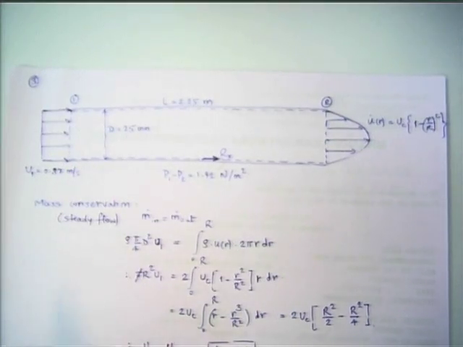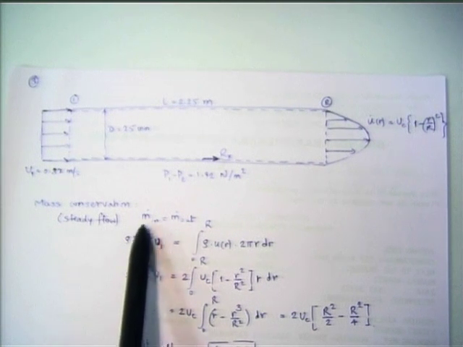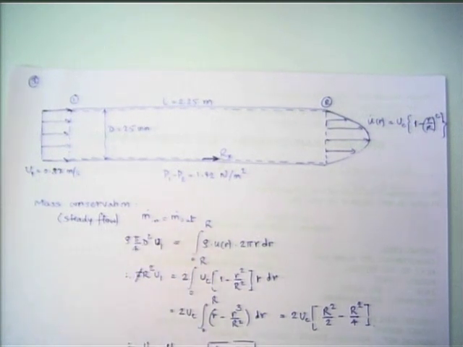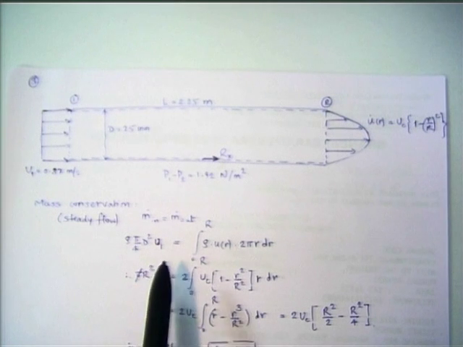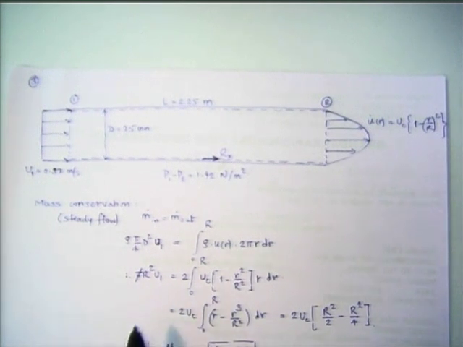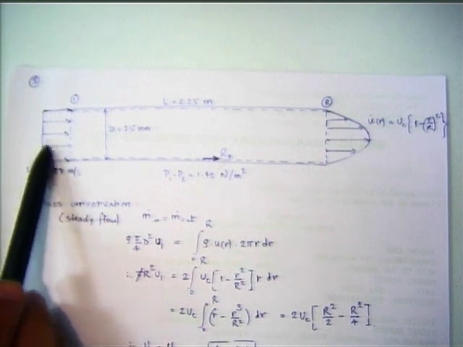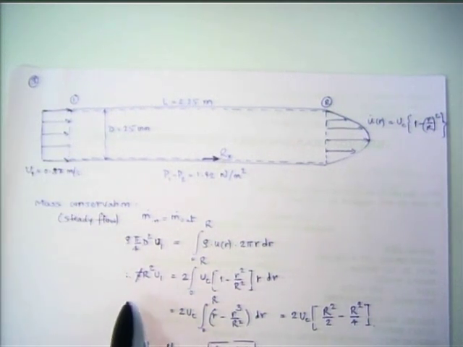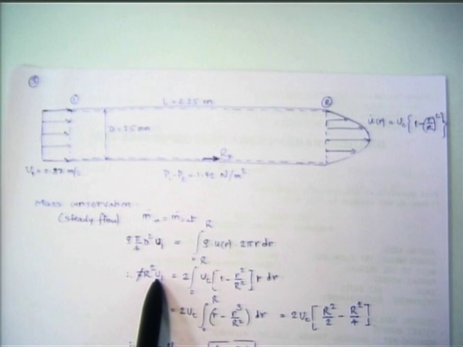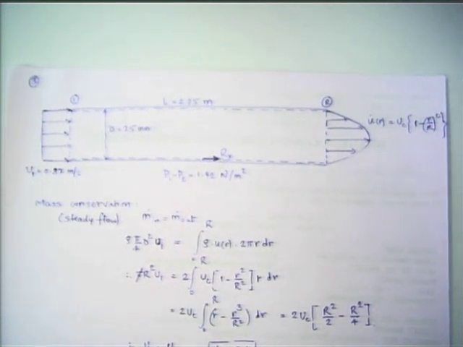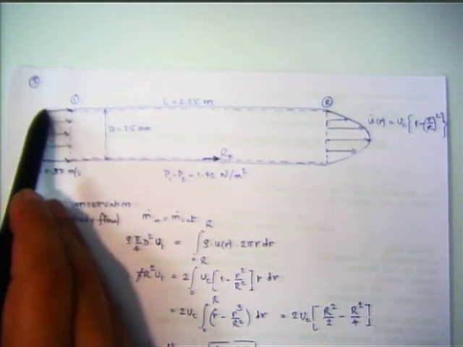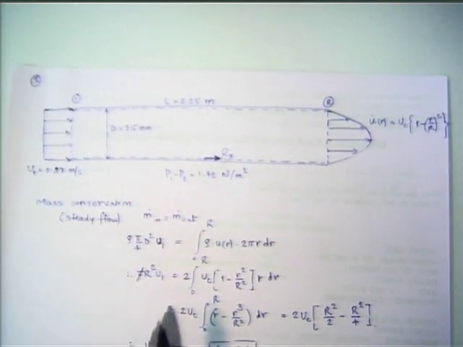Conservation of mass, steady flow. Again, I have m dot in equal to m dot out. That way it is repeating from as it was before. The inlet mass flow rate, because it's a uniform flow, you can write it as pi r squared u1, pi r squared being the area of cross section over which this entire uniform velocity u1 is acting.